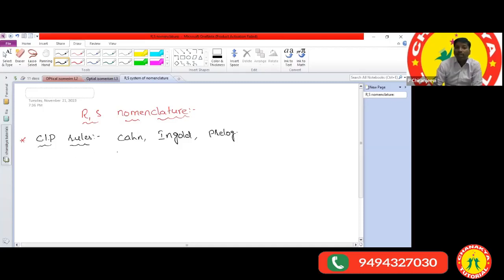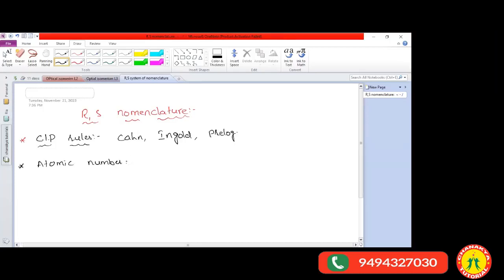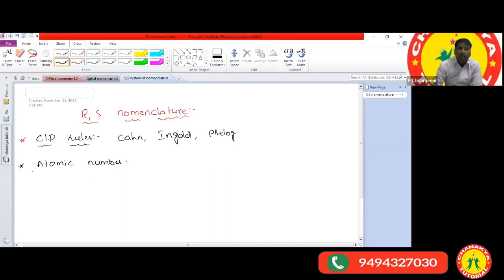What are the CIP rules? Cahn, Ingold and Prelog. These three scientists gave a set of rules, and by following that set of rules we can assign the priority. According to the CIP rules, what is the first one? Based on atomic number. Second, based on mass: if the atomic number is the same, then we go for isotopes.